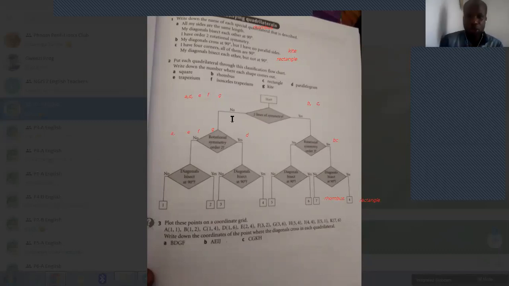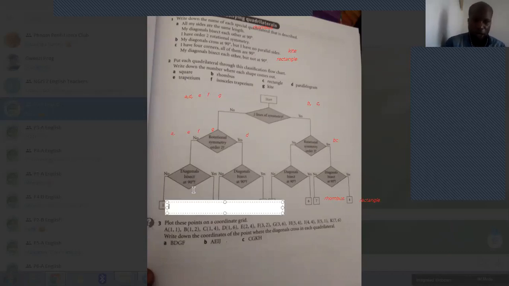Then we go on to the next one. We have already arranged them here. Now for these ones, diagonals bisect at 90 degrees. A is a square, correct. So I'm going to put a yes here. Then for this one, diagonals bisect at 90 degrees. D is a parallelogram. Diagonals don't bisect at 90 degrees. F is an isosceles trapezium. We cannot even talk about it, it doesn't. G is a kite, correct. So here, we're going to put our kite here.